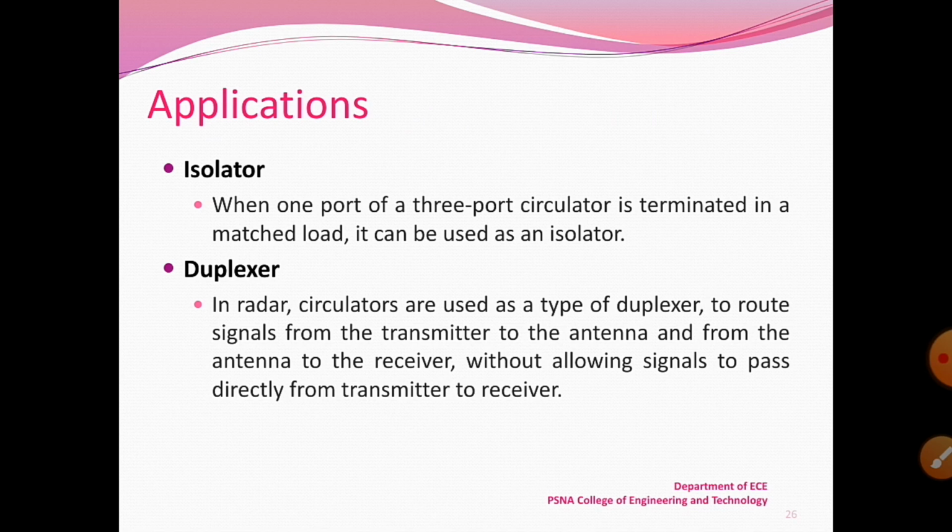Now we will see the applications. The first application of the circulator is it acts as an isolator when one port of a 3-port circulator is terminated. The next application is it acts as a duplexer in a radar. Circulators are used as a type of duplexer to route the signals from the transmitter side to the antenna and from the antenna to the receiver side without allowing the signal to pass directly from transmitter to the receiver.